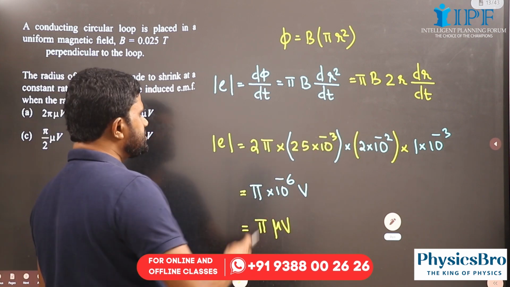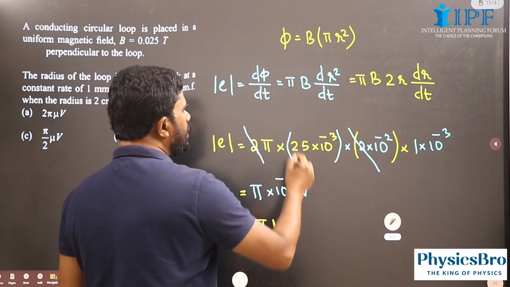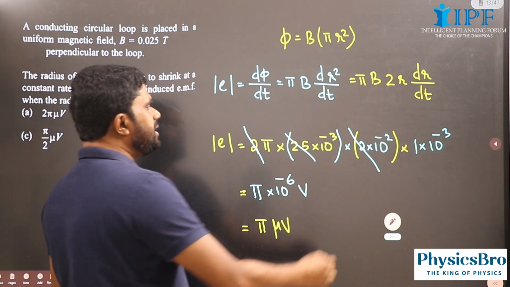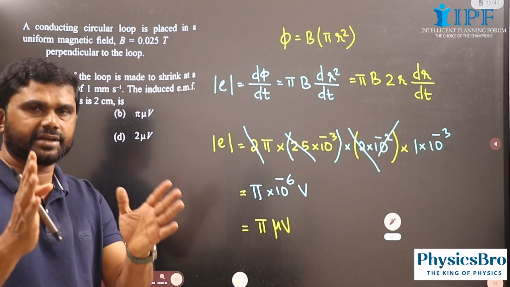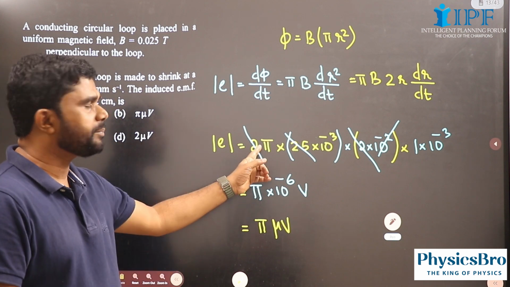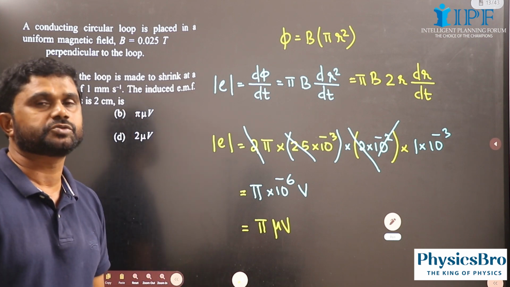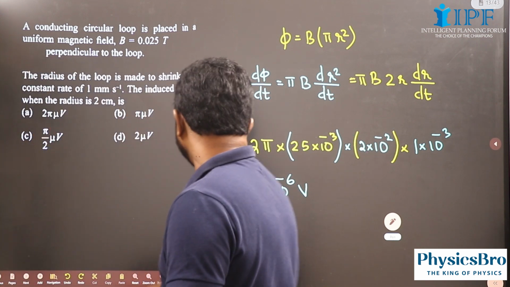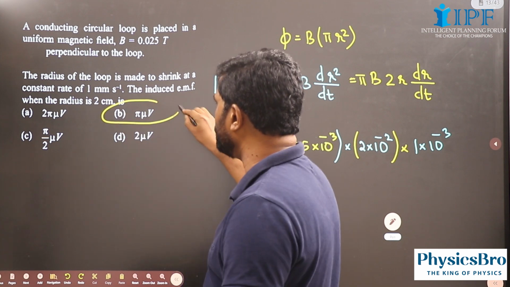Now here we have a 2, this is 2, that is 4 into 25, that is 100. This 100 and 10 raised to minus 2 will get cancelled. What remains? We have a pi here, then 10 raised to minus 3 into 10 raised to minus 3, that will be 10 raised to minus 6. So pi microvolt, that is pi mu V.